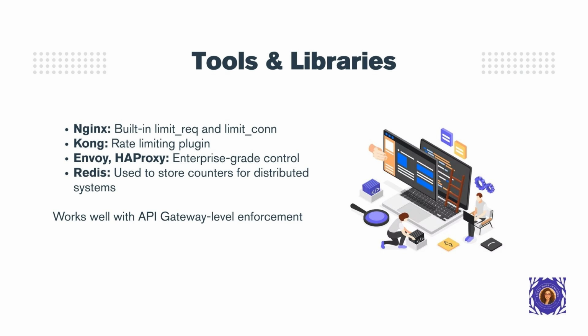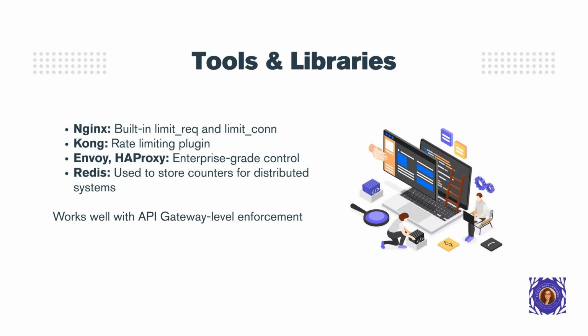Kong. As we discussed, Kong is an API gateway that offers a very robust and configurable rate limiting plugin. This allows you to apply fine-grained rate limits based on various client attributes, consumer, IP, credential, directly at your API's entry point, centralizing this policy enforcement.